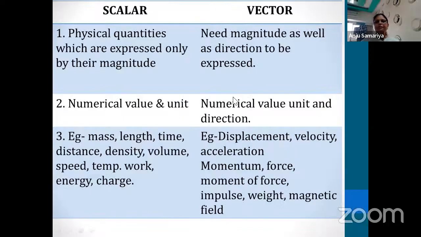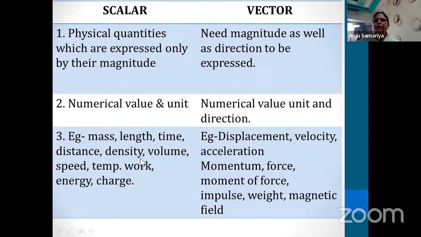So we have two types of physical quantities, scalar quantity and vector quantity. Now, what are the scalar quantities? The scalar quantities are those physical quantities which can be expressed only by their magnitude. You don't need any direction to express them. You need just a magnitude and a unit, so a numerical value and a unit.